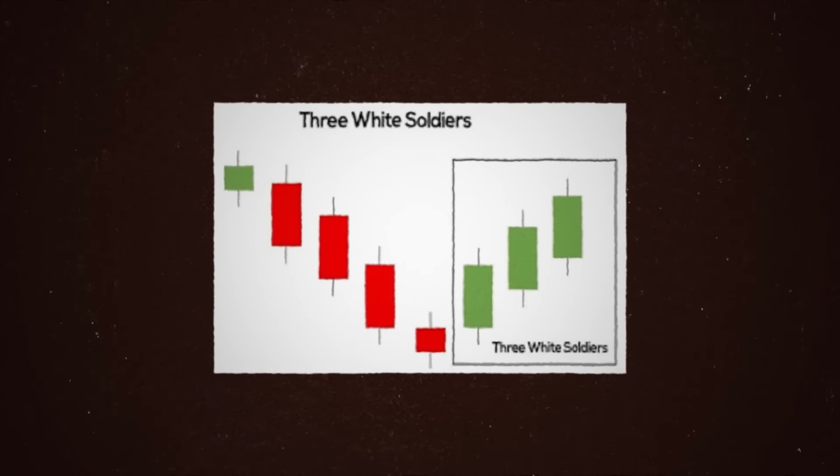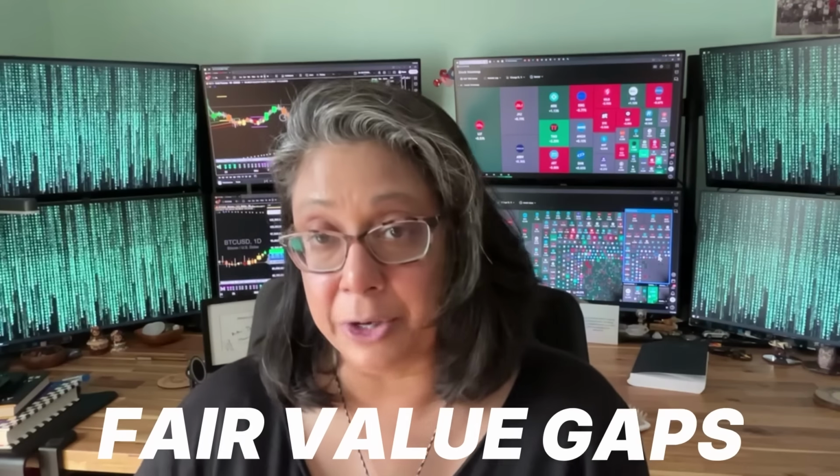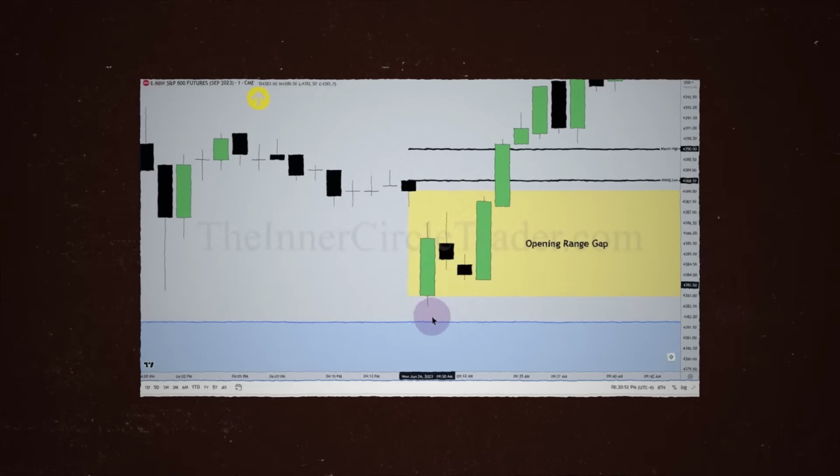These levels are often accompanied by three white soldiers, three black crows. These are often also known as fair value gaps, which tend to pull back to about 50% of the pattern's range. There are three types of gaps I look for. At the end of the day, gaps are just support and resistance. A range gap is the most obvious because there's no connection from the close of one candle to the open of the next. It's literally a hole on the chart.